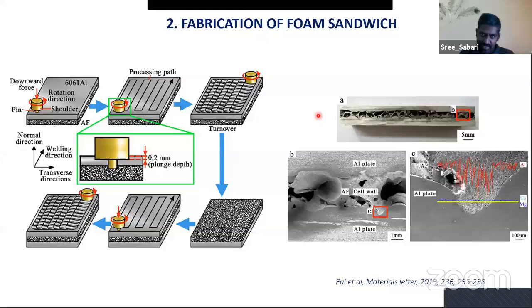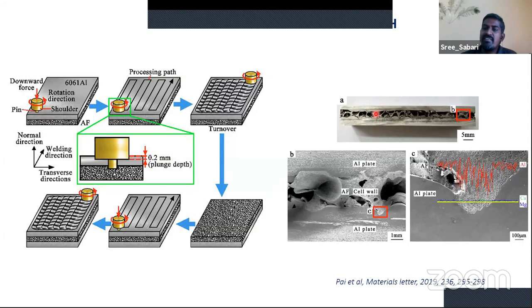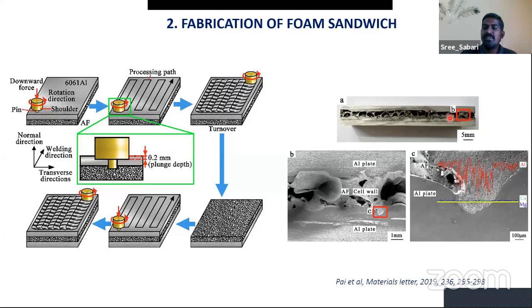Foams have vacancies in between the boundary walls. It is like a cellular structure, randomly oriented. So this is the foam structure which you are seeing here, and you have a plate at the bottom and a plate at the top. It is very difficult to fabricate these kinds of things using conventional methods. So there is a possibility of adopting this additive manufacturing process here.